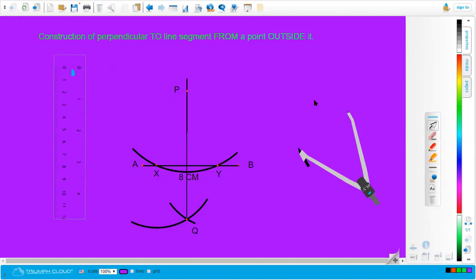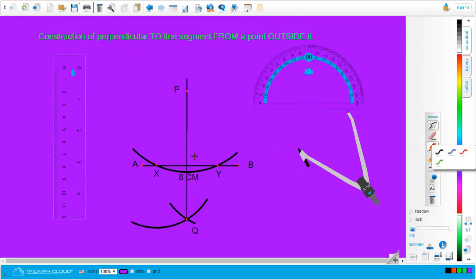Let's check whether it is perpendicular or not. Let me use the protractor to check if its angle is 90 degrees. We put the center of the protractor at this point. It is exactly 90 degrees. Here we have checked that this line segment PQ is exactly perpendicular on this line segment AB. This is the way of drawing the perpendicular to the line segment from a point outside the given line segment.